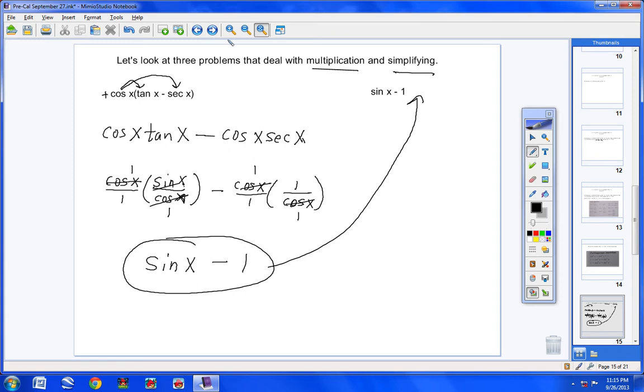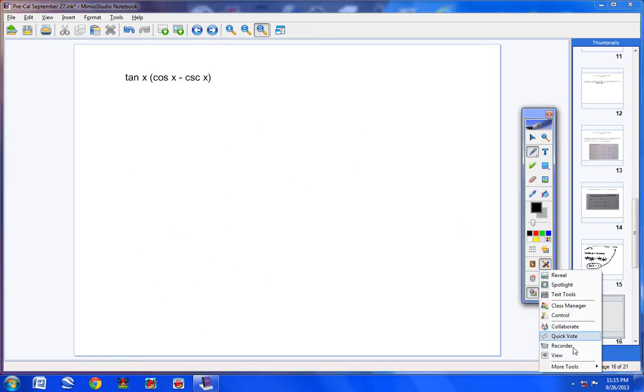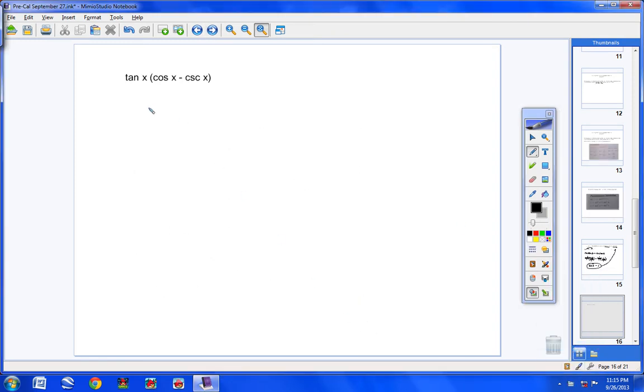All right, let's try the next problem. All right, go ahead and copy this in your notes. We're going to do multiplication and then simplify. Let's go ahead and take a look at the answer so we know how far we have to take this thing. All right, that's what we want to get in the end. All right, let's see what happens.